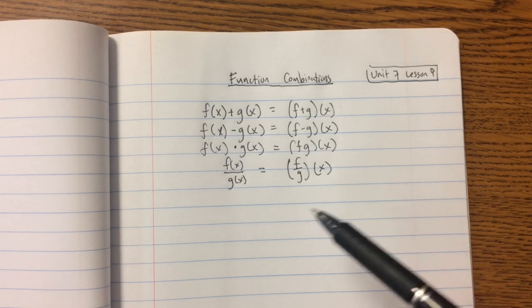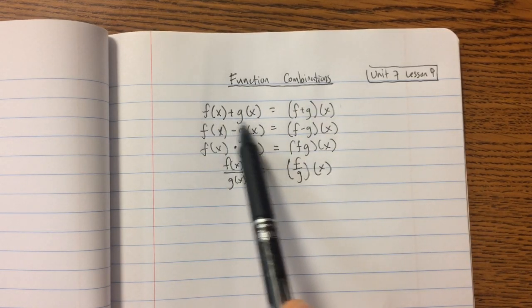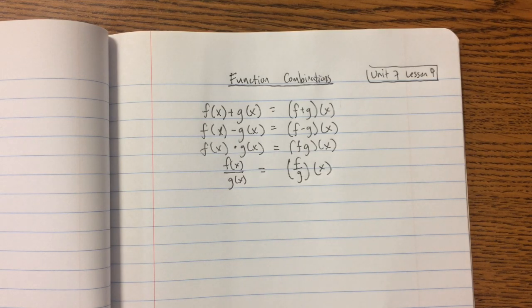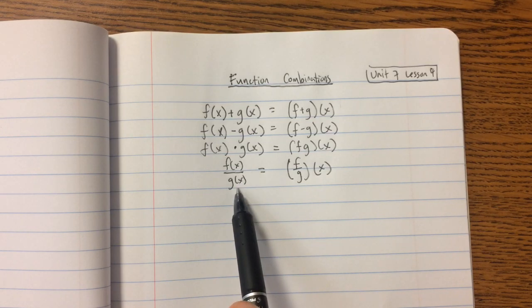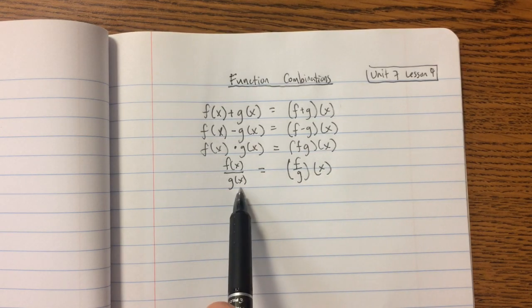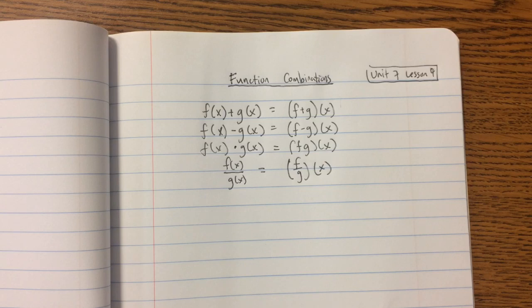So yeah, this is what I mean when I say a function combination. I'm just talking about either adding, subtracting, multiplying, or dividing two functions. There's a little caveat with this last one. G of x obviously can't be 0 because you can't divide by 0. We'll just assume that's true for right now. So let's look at some examples of the kinds of problems that you're going to see involving these combinations.